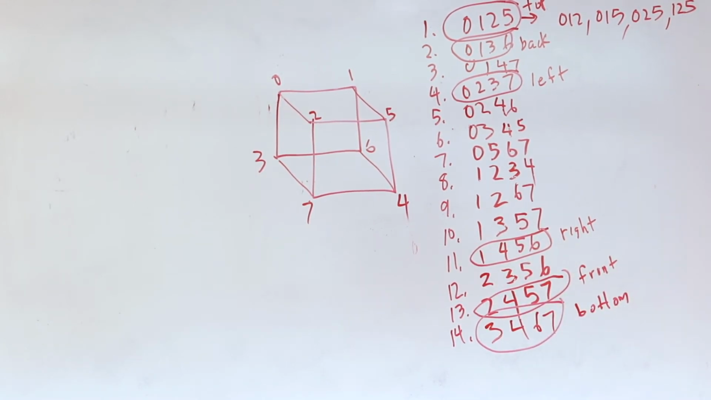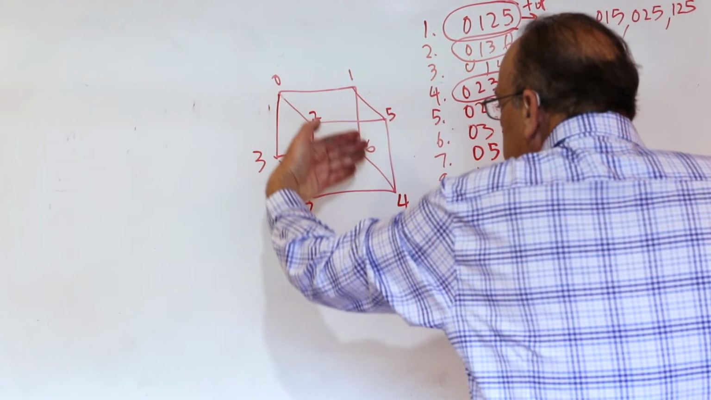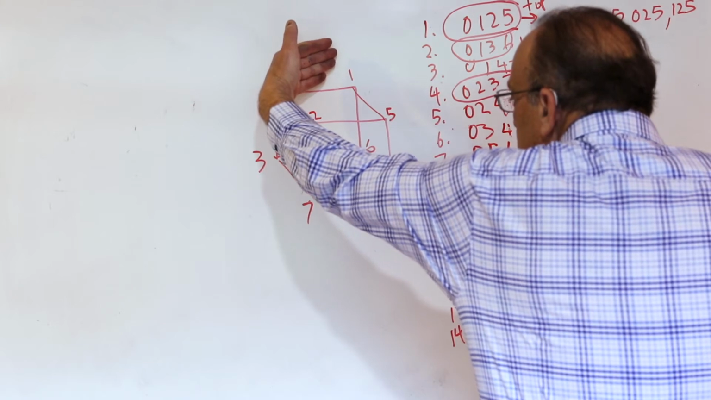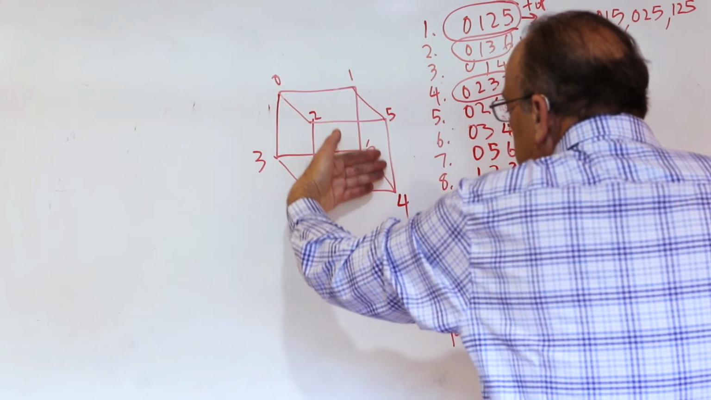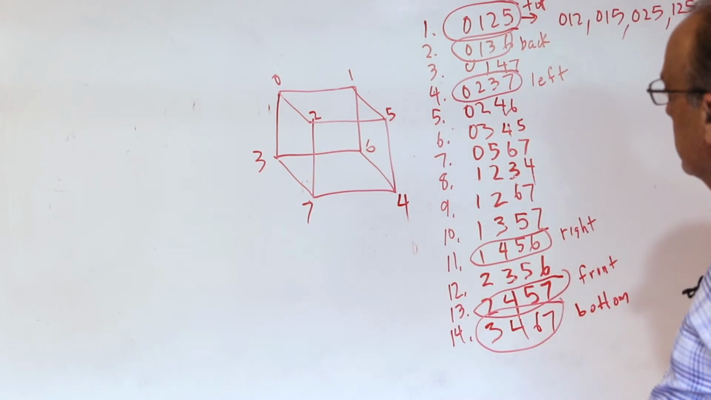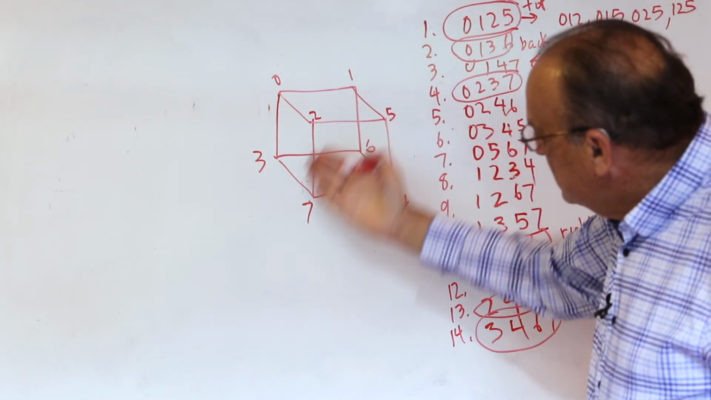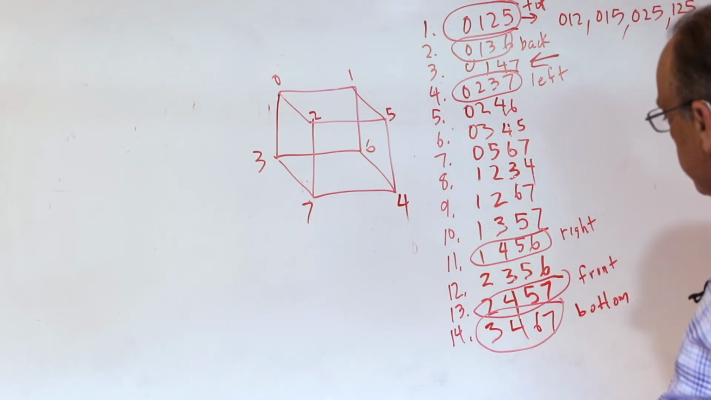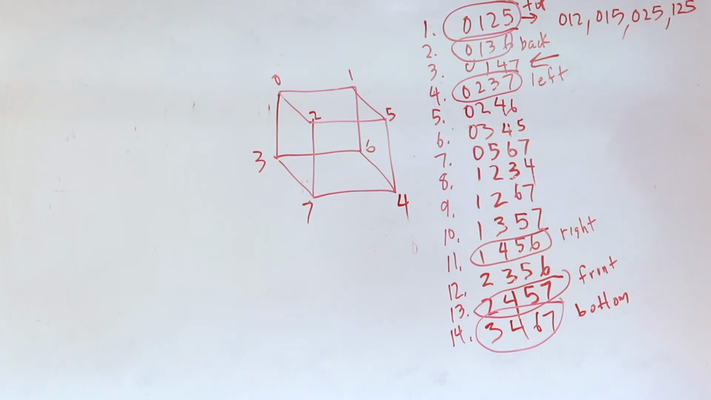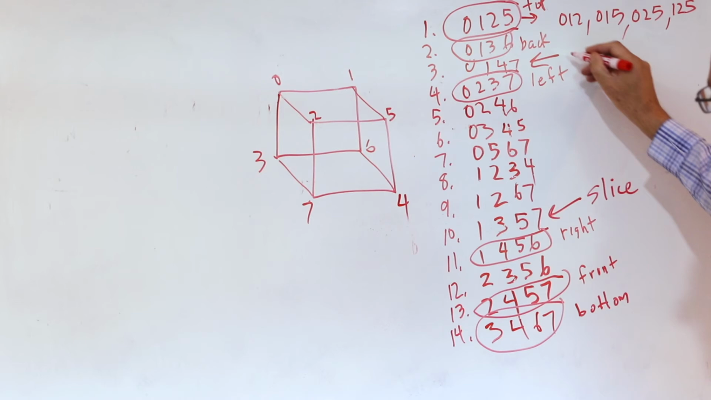So what would 0, 1, 4, 7 be? 0, 1, 4, 7 would be like slicing through a cube of cheese from the top back to the front bottom. It's like a diagonal slice. So 0, 1, 4, 7 is a diagonal slice. So I could also slice like that, 1, 3, 5, 7. Yeah. So I'm going to write slice.